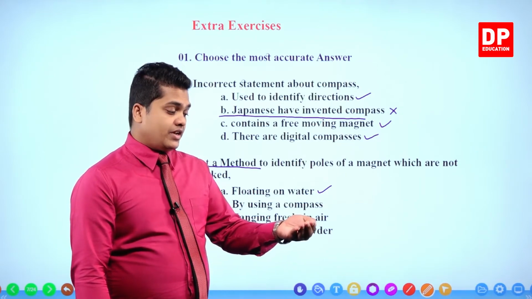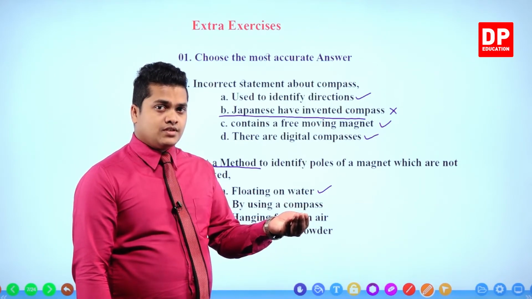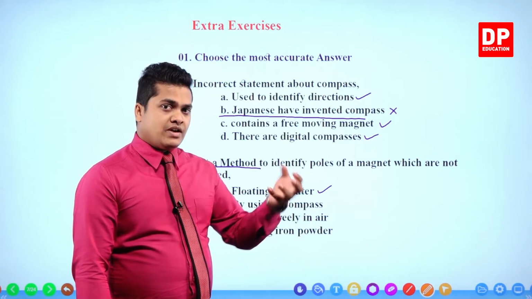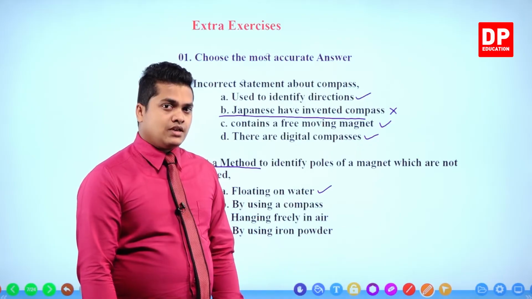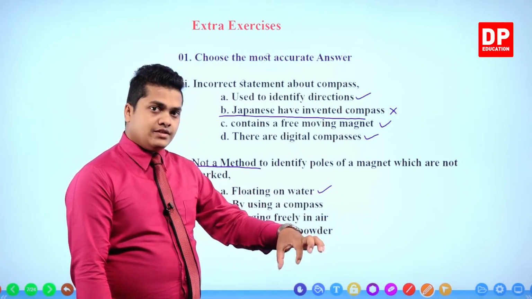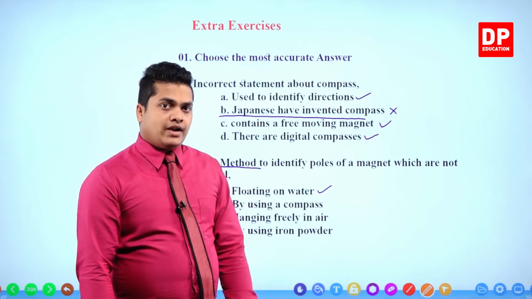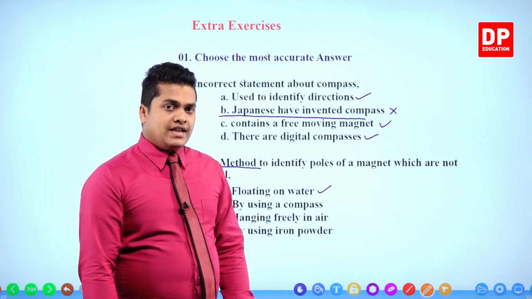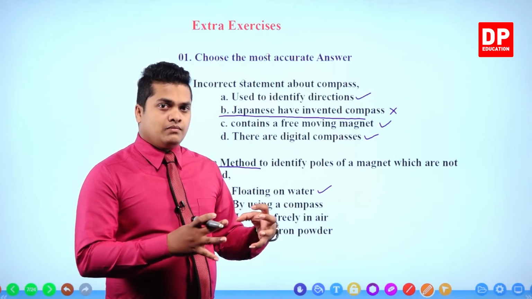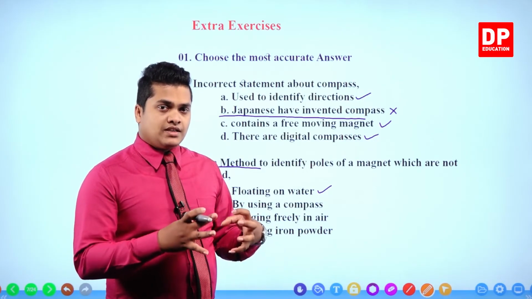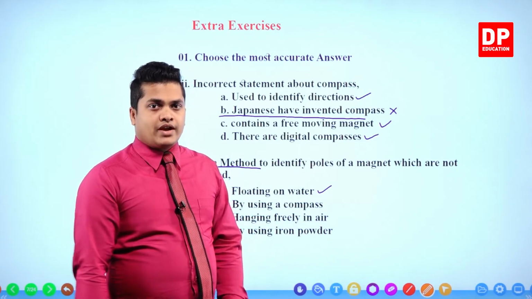First of all, we need to find out the north and south directions by using the compass needle. So by that way we can identify the north and south poles of the compass needle. Then we need to bring it near this unknown magnet. So by that way, by the attraction, we can find out what the poles of the unknown magnet are.